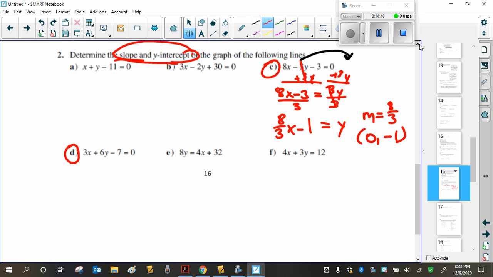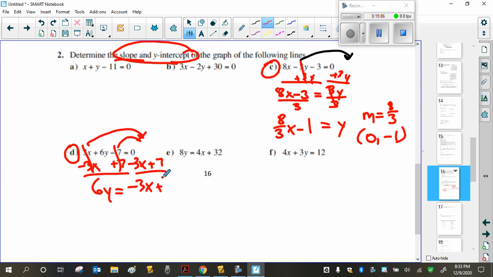D, I'm going to bring the other terms to the other side. Keep the 6y, so to get rid of 3x, we subtract 3x from both sides. I'm doing the opposite of subtracting 7, which is adding 7. That cancels and that cancels. You're left with 6y equals negative 3x plus 7. Divide both sides by 6, of course, and you get negative 3/6. I'm going to reduce it to negative 1/2. If you want to write down negative 3/6 x and then reduce it, that's fine.